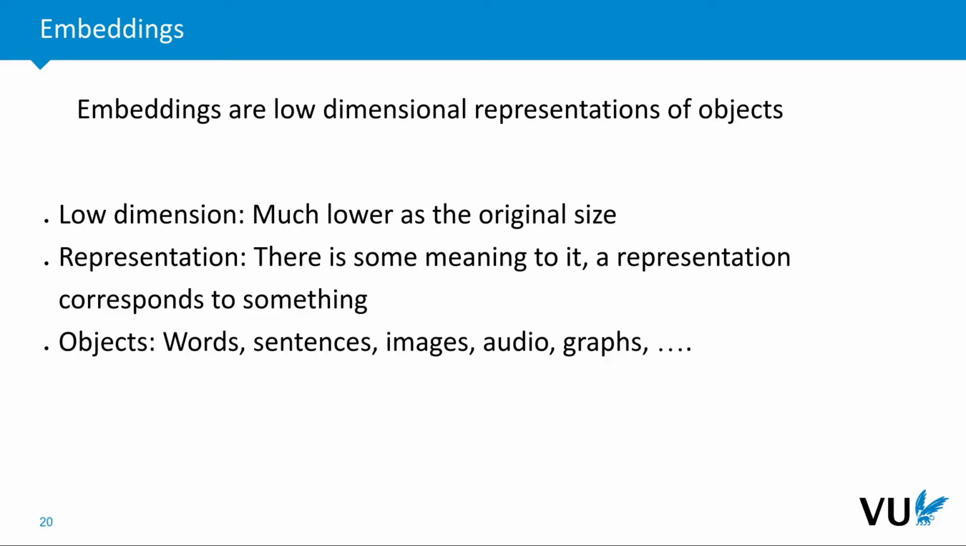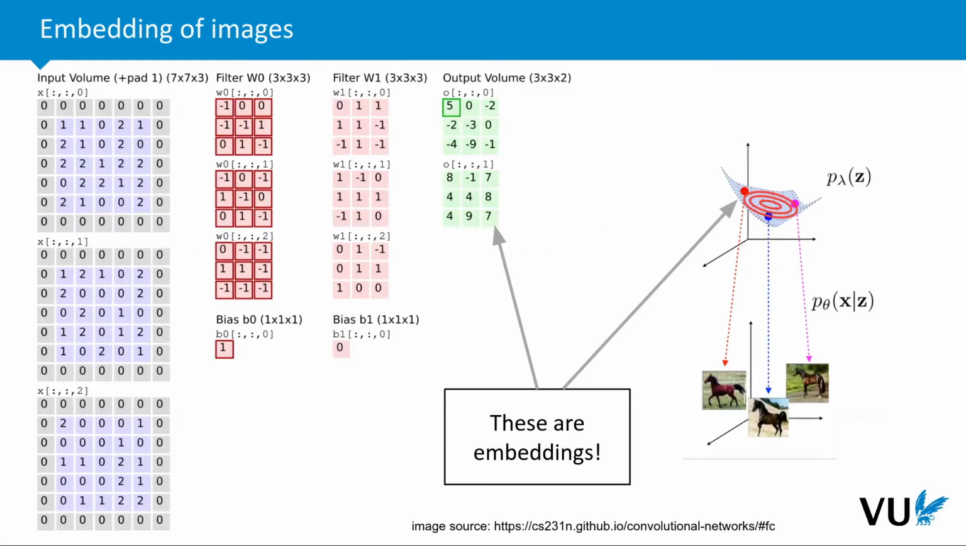Objects in the real world could be all kinds of things. It could be words, sentences, images, audio, or graphs, as we will see later on. Now, you already saw several examples of embeddings. We didn't always call them that, but they actually are embeddings.